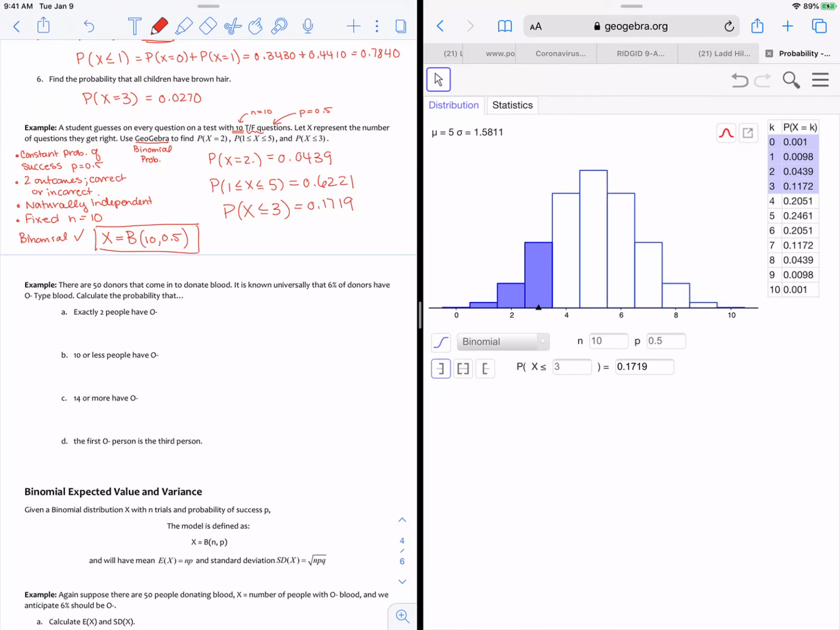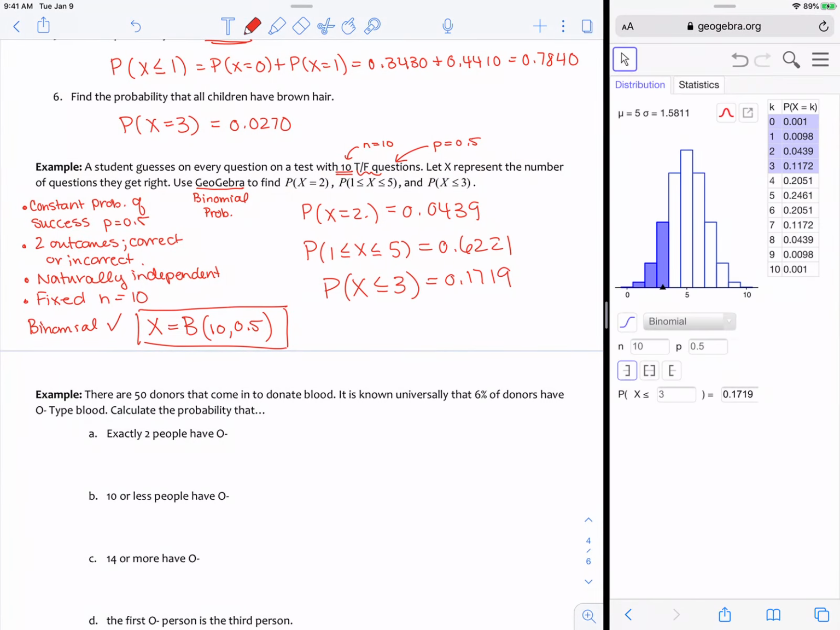Okay, so GeoGebra is going to make this process a heck of a lot easier than what we were doing before in terms of the tree to the table to the probability. And it allows us now to have sample sizes that are significantly larger than 2 or 3. So let's take a look at this next example.